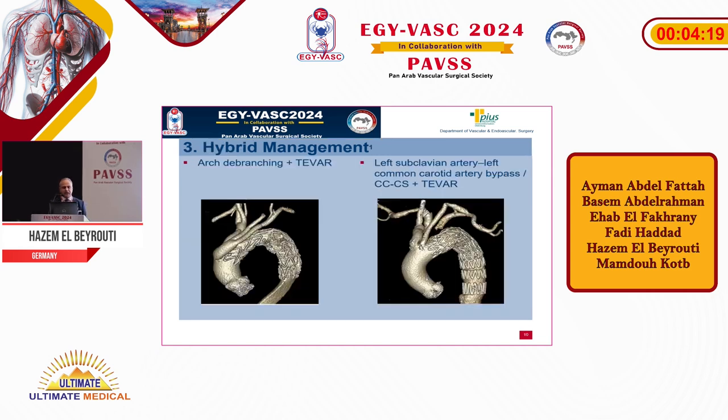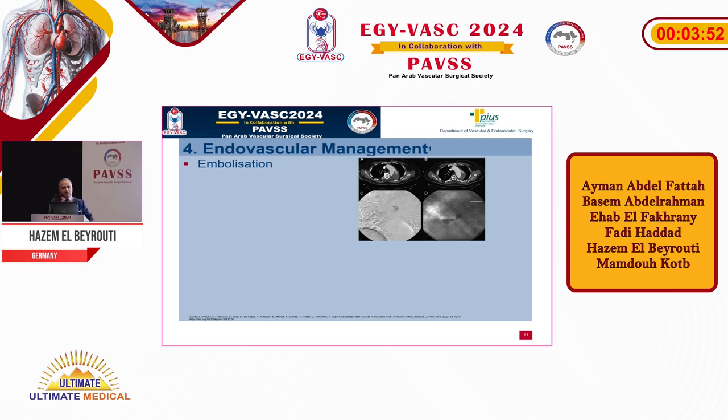When we talk about hybrid management of the endoleak type 1A, we are talking about the branching of the supra-aortic vessels or kinds of bypasses. I'm talking here about carotid-carotid or carotid-subclavian bypass, followed by TEVAR either simultaneously or as a staged operation. For the endovascular management, we have embolizations such as Onyx, which has good results for type 2 endoleak, but no reliable data for type 1, especially after TEVAR.